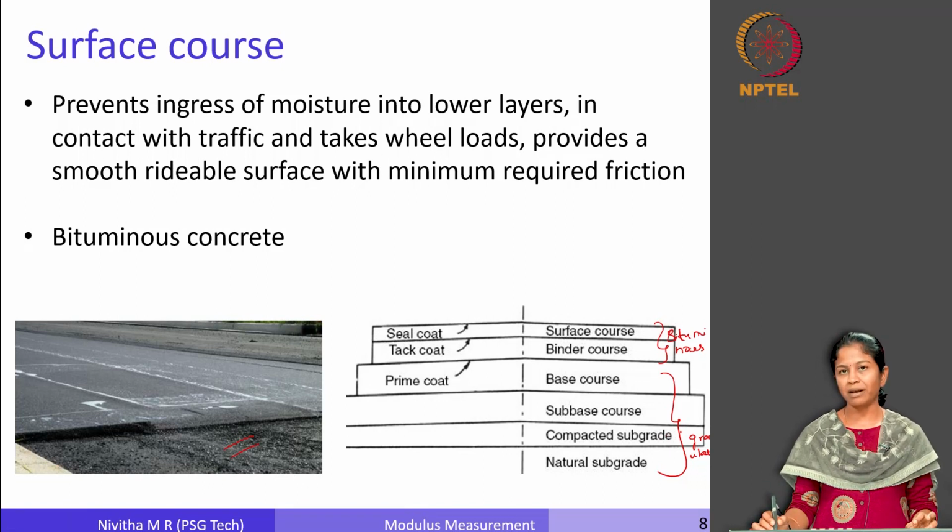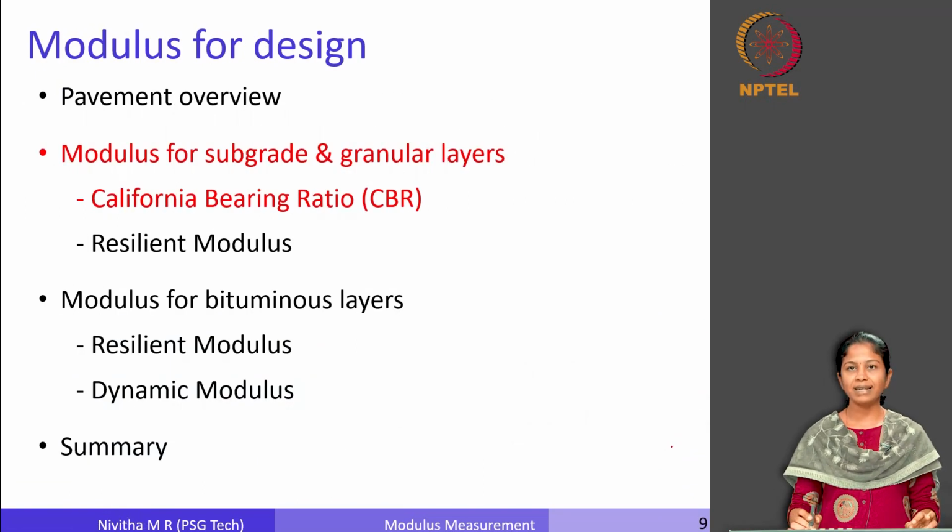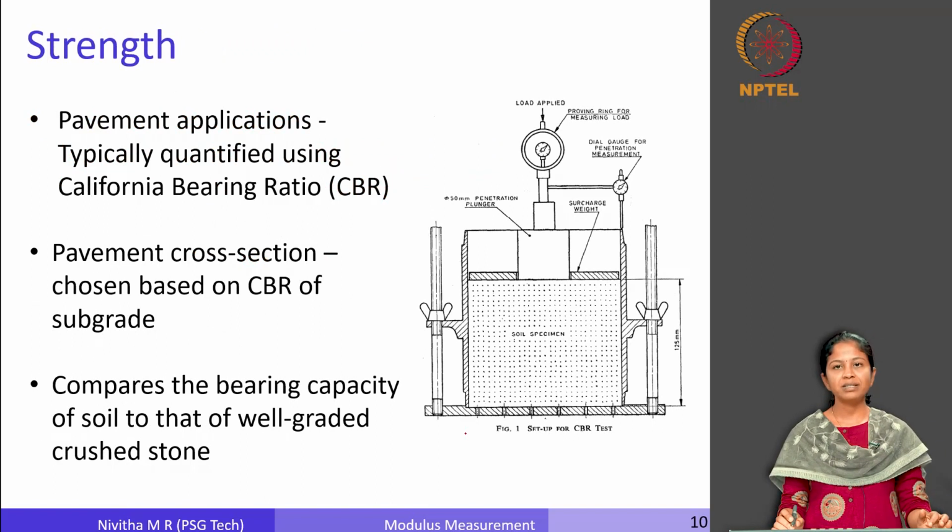Again, what modulus parameter am I going to measure? It is going to be different for a granular material and different for a bituminous material. So, now let us see what modulus parameters we are going to measure for each of these layers. That is the next agenda, the modulus for subgrade and granular layers. Here we are going to discuss two test procedures. One is the California bearing ratio or CBR, and the second one is the resilient modulus. In this lecture we will focus on measurement of CBR, and in the next lecture we will look into the resilient modulus measurement. Typically, for pavement applications, the strength of the subgrade is quantified using its CBR value.